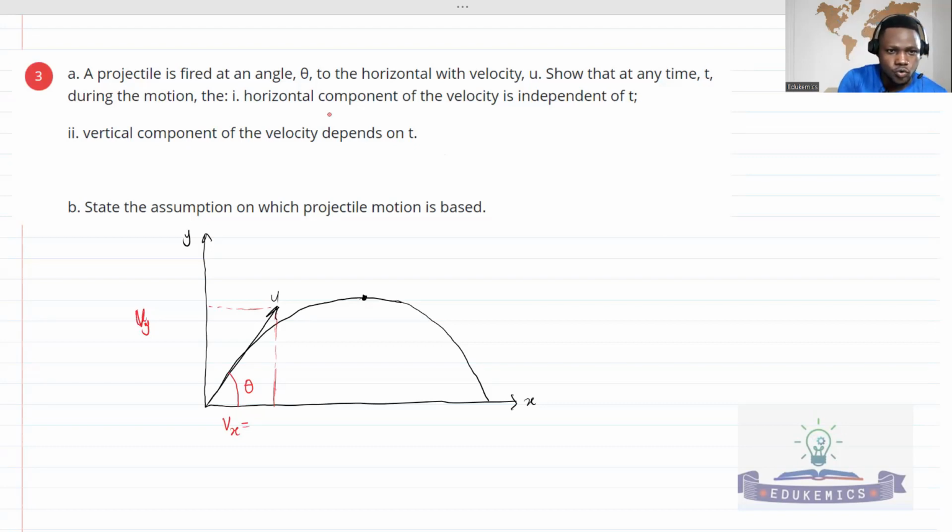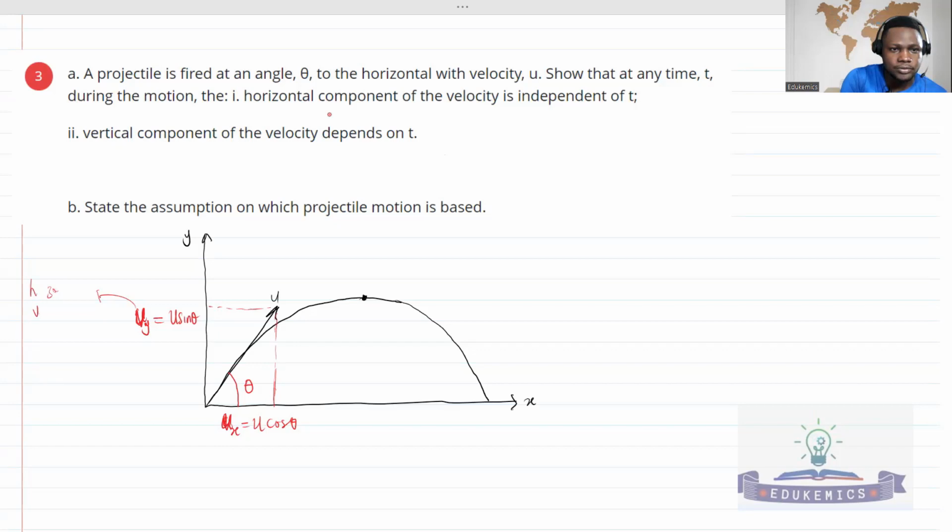Let me say uy, because it is the initial vertical velocity, and here it should be ux. So the horizontal component of the velocity is u cos theta, and the vertical component of the velocity is u sine theta. There's a proof for this using geometry and trigonometry, but that is not the aim of this class. We'll have a video where we treat projectile motion and all this will be dealt with. So for now, the horizontal component of the velocity is u cos theta, and the vertical component uy is u sine theta.